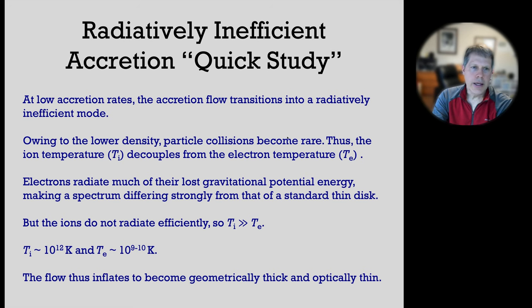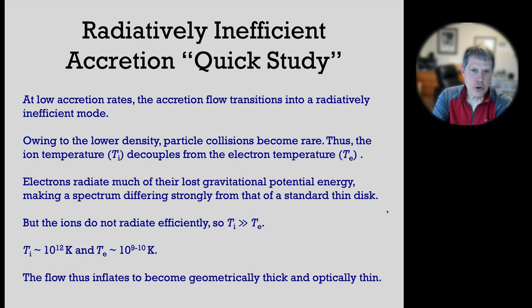Thus, the ion temperature decouples from the electron temperature because ions and electrons are not frequently scattering off of each other to share their energy effectively. I'll talk more about how those temperatures behave momentarily. The electrons, having low mass and being able to accelerate easily, radiate much of their lost gravitational potential energy as they work their way down closer to the black hole.